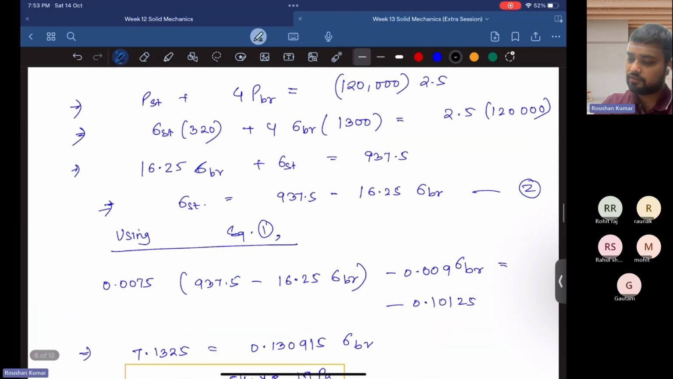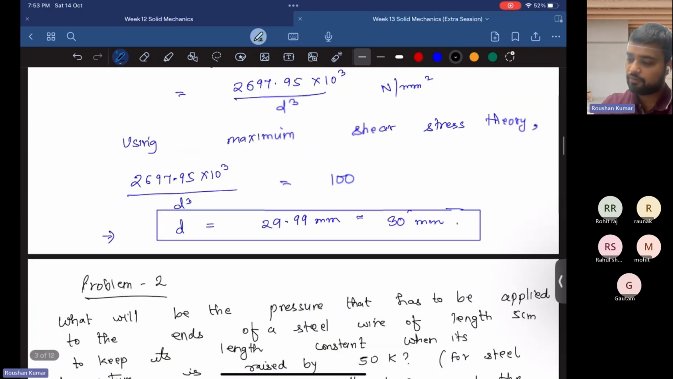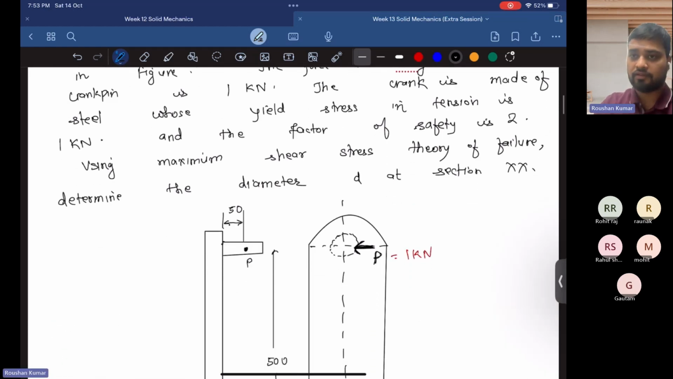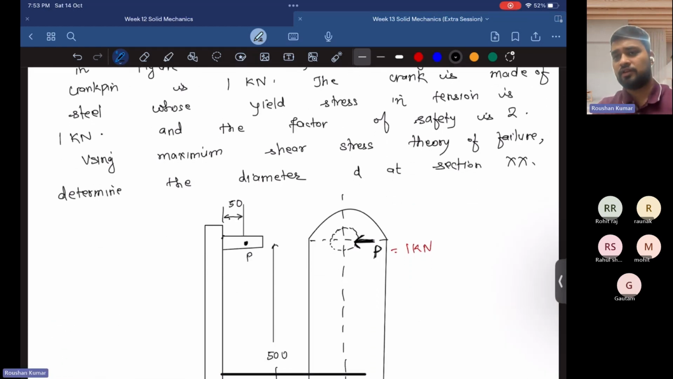The first question, that is problem 1, is based on the theory of failure. Here we have to use the maximum shear stress theory. I already mentioned in the starting of the session that the 3 theories are most important theories. That is the maximum shear stress theory, maximum principal stress theory, and the distortion energy theory. Most of the questions will be asked from these theories only. So you can solve as many problems as you can from these theories.